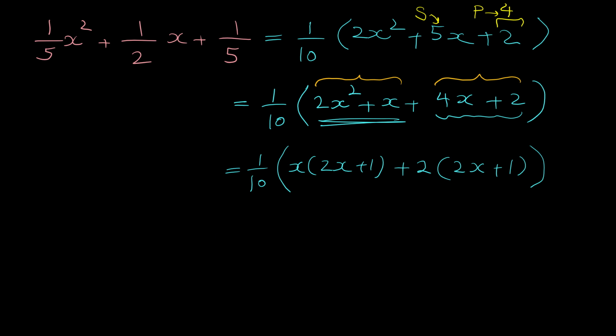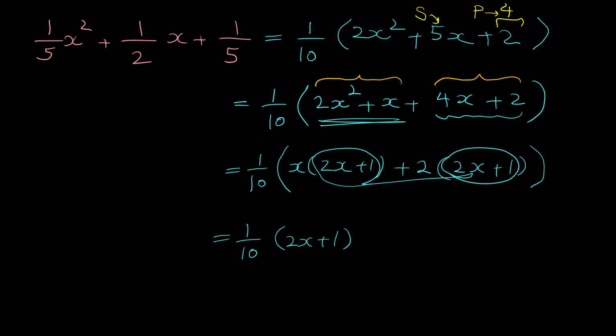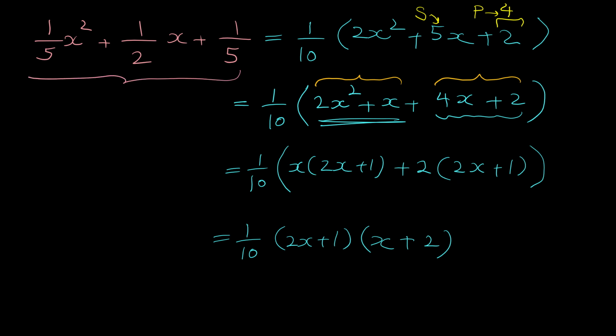And finally, we have 1 over 10. This part is common between these two. So we have 2x plus 1. We factor that common term, and then from here we have x. From the next term, we have plus 2. And this is the factored form of this expression here.